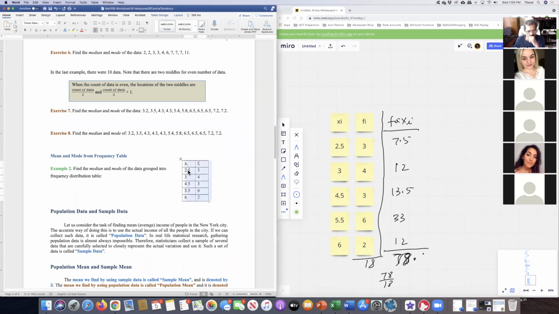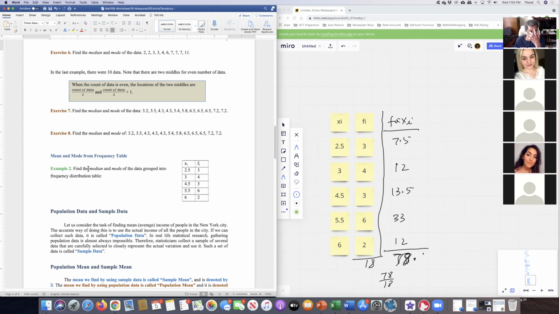Because 2.5 is there 3 times, so 3 times 2.5 is the total of those. 4.3, 4 times 3 is the total of all the 3s, and so on. And then you are adding them, dividing by the total count. Now, that's how you find the mean if they ask for that.